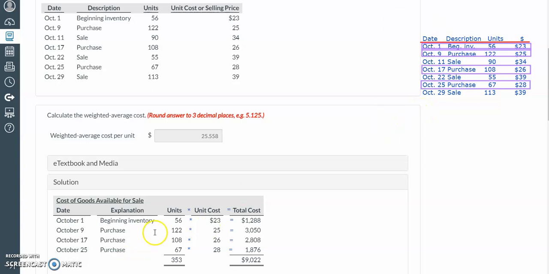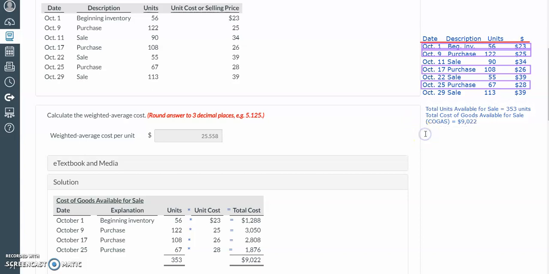And the next thing that you're going to be doing is adding up the total units, so that way you know your total units available for sale during the period equals 353 units. And the total cost of goods available for sale, a lot of times I abbreviate that as COGAS, because it's a lot of words to write down as you continue to work through these type of problems. The total cost is $9,022.